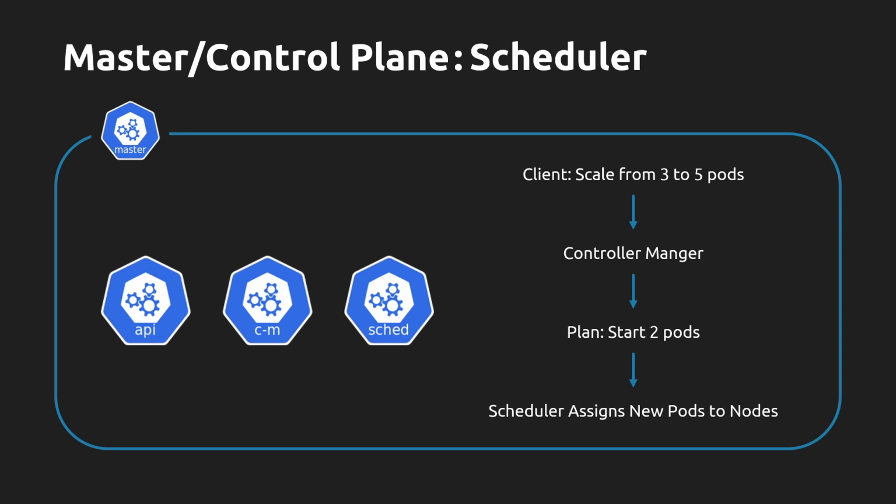Notice that I say assign. It's just going to figure out which node is best suited to run this thing. And then it's going to communicate to that node to tell it that it needs to go start something. So it's worth noting that the scheduler doesn't actually start the pods, if that makes sense.